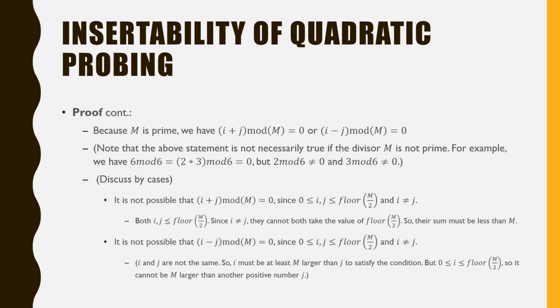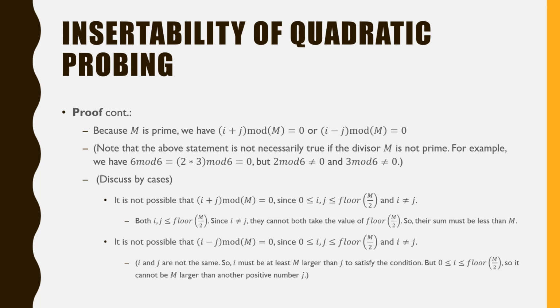Now, we need to discuss case by case to check whether (i plus j) mod m could be 0 and whether (i minus j) mod m could be 0. First, (i plus j) mod m cannot be 0. This is because i and j are not equal and are both non-negative. In this case, they cannot both be 0 and their sum must not be 0 either. For the same reason, they cannot both be floor m over 2 and their sum must be smaller than m. Taken together, their sum mod m cannot be 0.